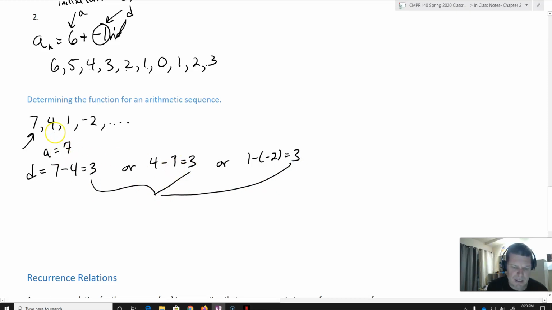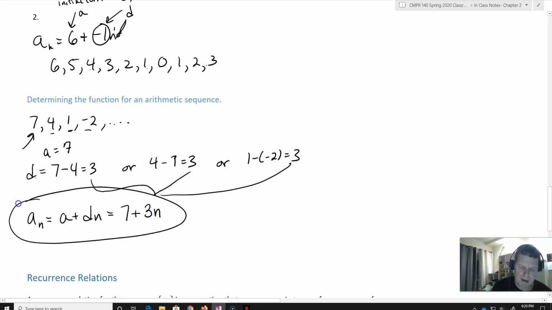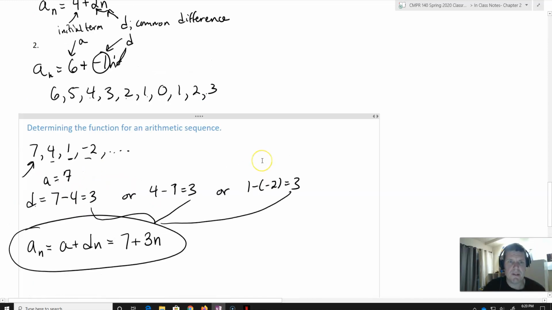If you take any two values next to each other inside the sequence, like 4 and 1 in this case, and subtract them, and they aren't the same number when we take a different pair, then it's not arithmetic. In this case, we're all good. Now I have a and I have d, so an is going to equal a plus dn, which equals 7 plus 3n. And that's my arithmetic progression, or arithmetic sequence. That's how you construct arithmetic sequences.